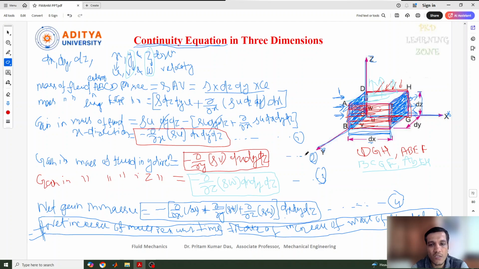The questions may be given simply as: derive the continuity equation for a 3-dimensional object, or for 3-dimensional fluid flow, or derive the continuity equation for the Cartesian coordinate system. So I hope you understand how to derive this.